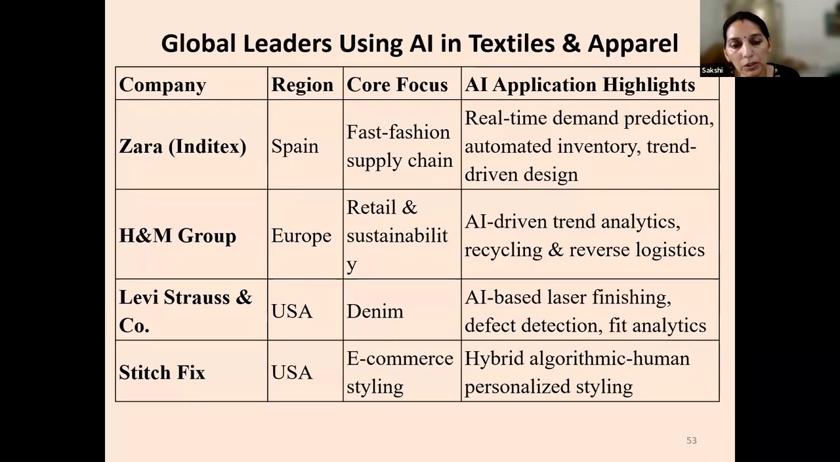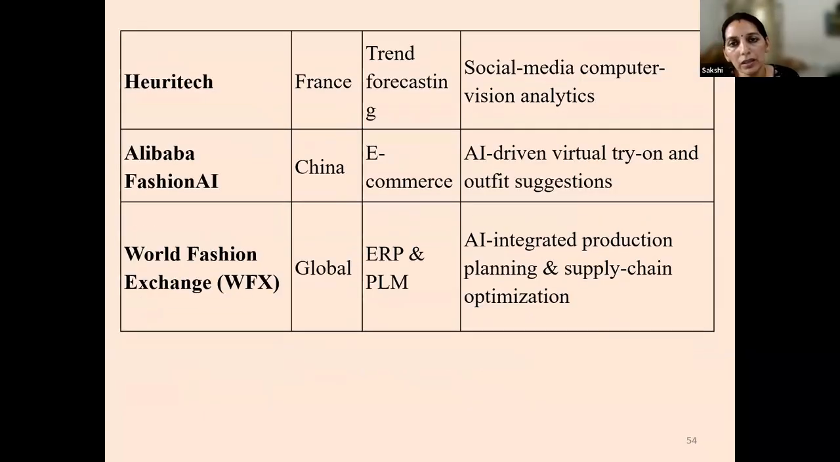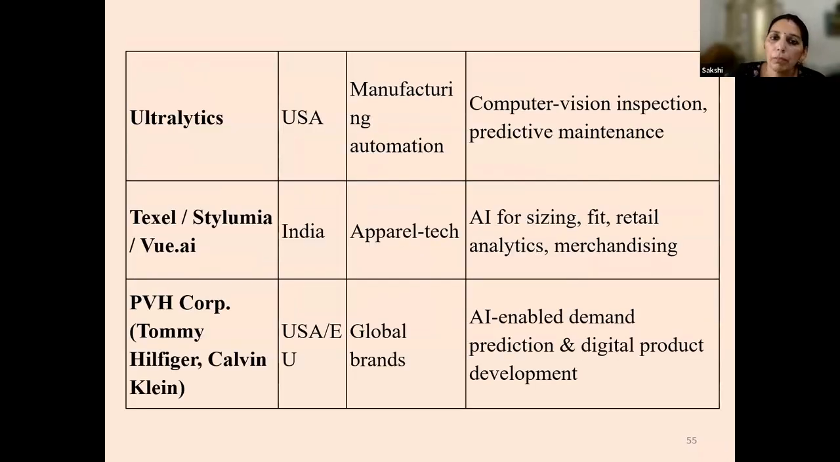Stitch Fix, they are going for e-commerce styling, hybrid algorithmic and human personalized styling. Heuritech, here the trend forecasting is done using social media computer vision analytics. Alibaba Fashion AI, they are focusing on e-commerce, AI-driven virtual try-ons, outfit suggestions. World Fashion Exchange, they are mainly focusing on ERP and PLM, AI integration, production planning, supply chain optimization. Ultra Analytics, manufacturing automation, computer vision inspection, predictive maintenance. Next is Texel, Stylumina, VU AI, Apparel Tech, AI for sizing, fit, retail, analytics, and merchandising. PVH Corporation, they are global brands, AI-enabled demand prediction, digital product development. They are focusing on this.